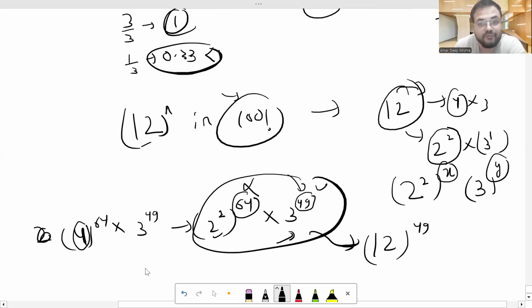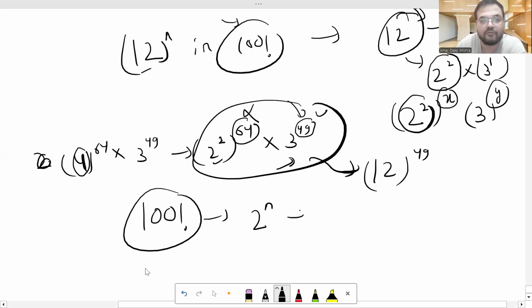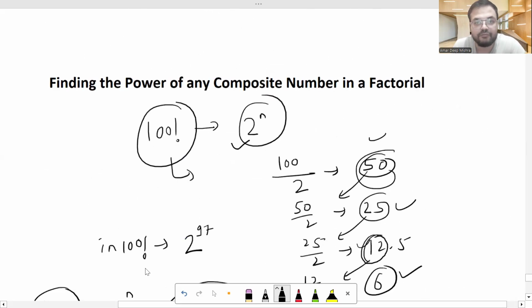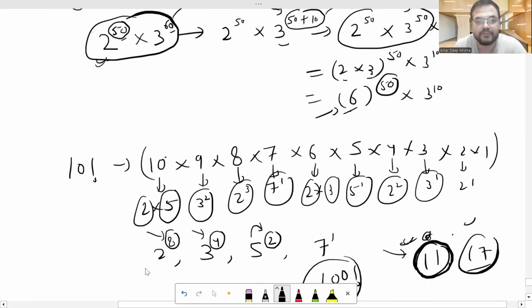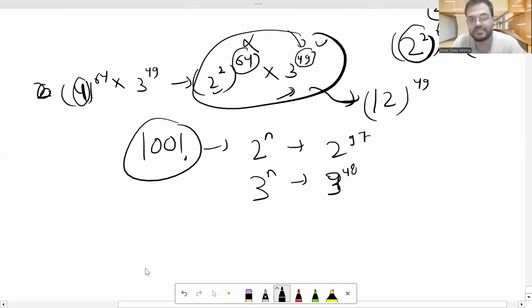So here we will have to find out the power of 2 square. Okay. Let me explain this to you. For 100 factorial, we already had found the power of 2. What was the power of 2? Earlier, we had found the power of 2 was 97. Okay. The power of 2 is 97. So 2 power 97. Okay. And the power of 3 is how much? The power of 3 is 48. 3 power 48. We have just found this in the previous step.